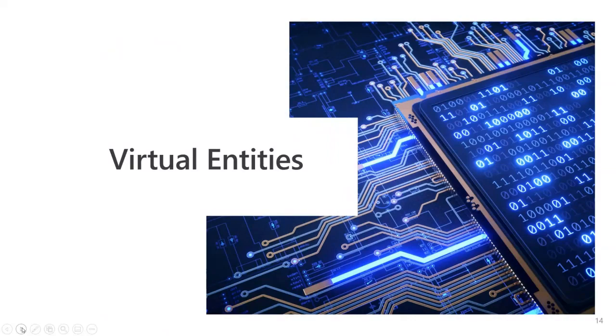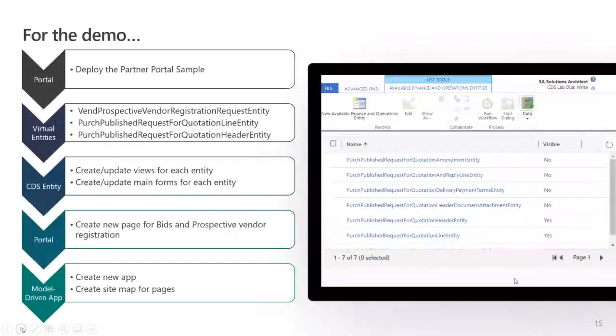So switching gears to virtual entities, for the demo, there were a number of different things that you saw that were specific to using virtual entities. I started out by deploying the partner portal sample. Again, you could have installed the solution for the supplier management portal as well. The list of virtual entities that I enabled here is not all inclusive. There were some additional entities, but the key ones were the prospective vendor registration request entity. I also enabled the request for quotation line and header entities for the published RFQs.